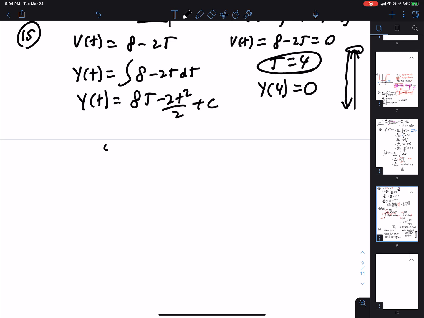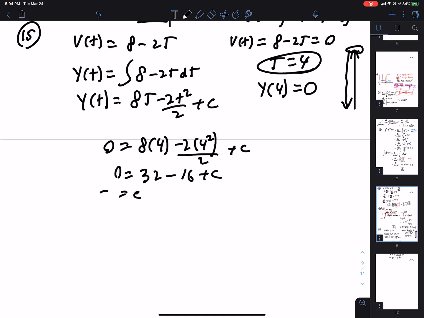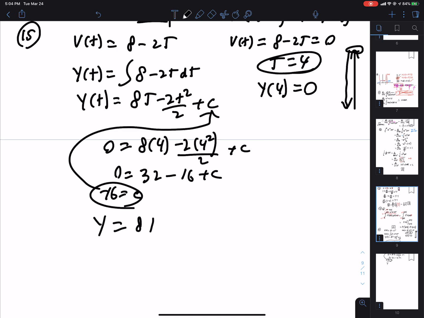So go ahead and plug that in. 0 equals 8 times 4 minus 2 times 4 squared over 2 plus c. And then we get 32. 32 over 2 is 16. And then c comes out to be negative 16. So plug that in right there. And this matches answer A.